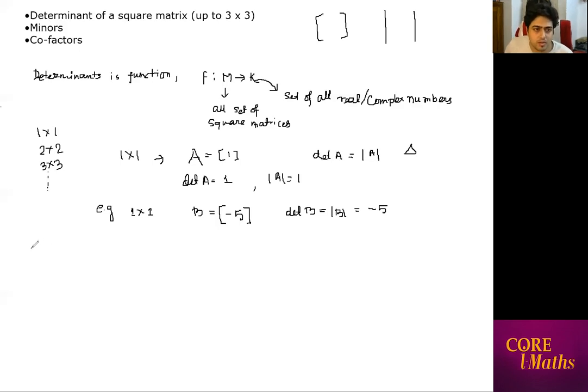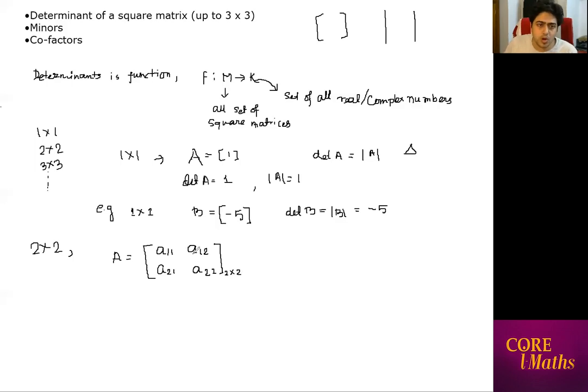Now, for 2 cross 2, what will be the determinant value? There is one rule. Suppose A is a 2 cross 2 order matrix. So the first element will be A11, the first row and first column element. The second one A12, the third one will be A21, the fourth one will be A22. So this is a 2 cross 2 order matrix.